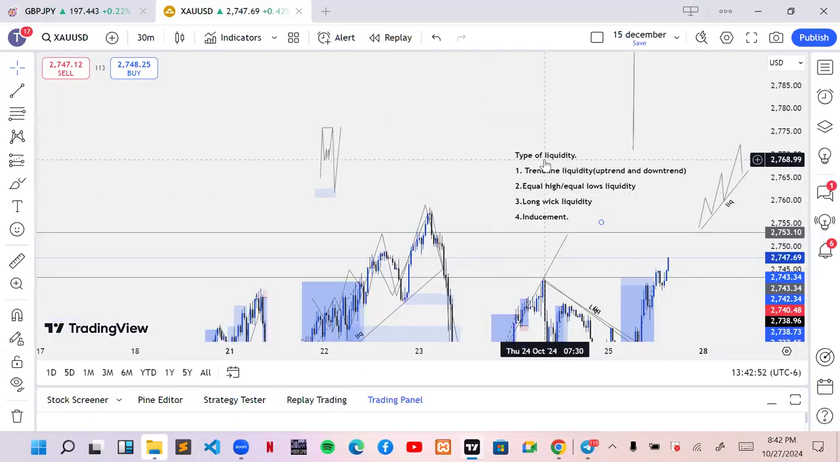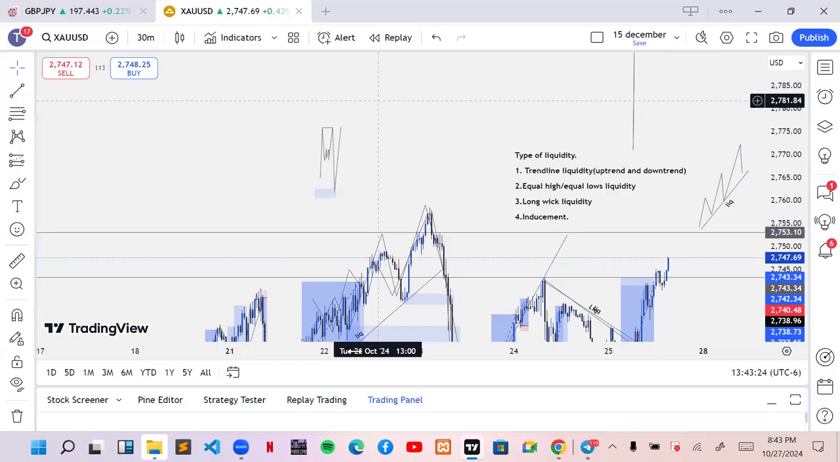Knowing where to put your take profit: draw on liquidity. So how you take your profit is draw on liquidity. If market approaches your buy entry with a downtrend, your take profit should clear that entire trend line liquidity. If market approaches your sell entry with an uptrend, your take profit should clear that entire trend line liquidity. If it was a long wick that market made before approaching your buy entry, your take profit should clear that long wick. If it's a long wick that market made before approaching your sell entry, your take profit should clear that entire long wick. So you understand better now.